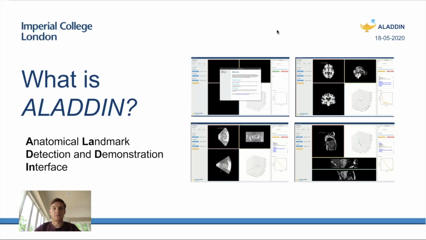Hello and thank you to everybody for being here for our project presentation this afternoon. We would like to introduce our product, the Anatomical Landmark Detection and Demonstration Interface, or ALADDIN. ALADDIN is a platform enabling the automatic detection of human anatomical landmarks using reinforcement learning with an integrated graphical user interface. This can be seen in the GIFs provided in the slide.